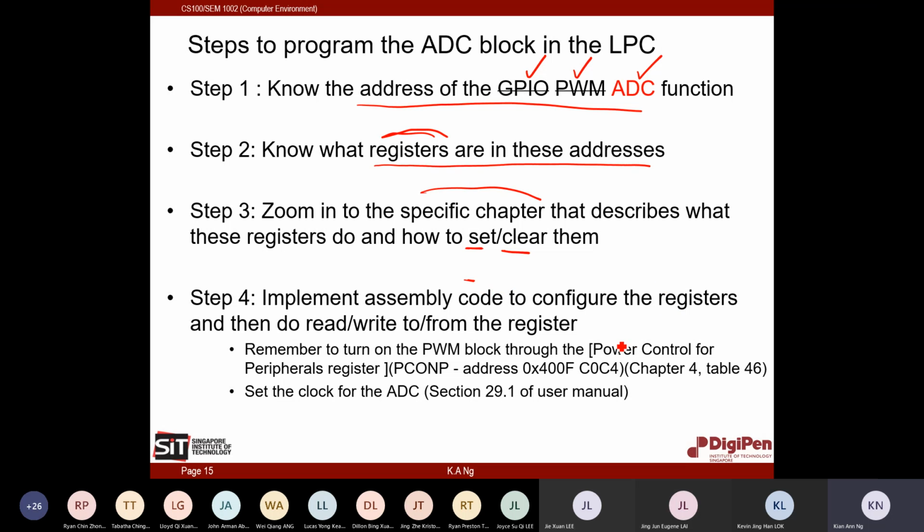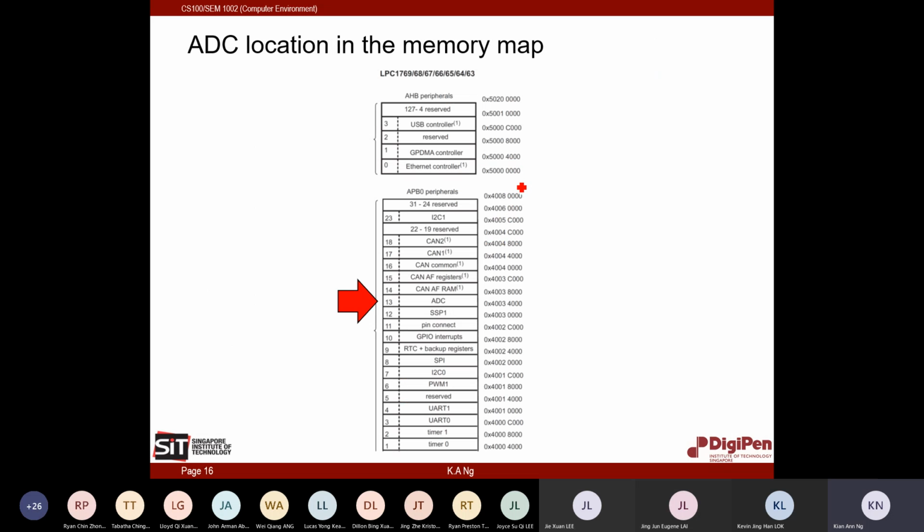Okay. So there are some things that you need to know. Also additional. So you need to turn on the ADC power control, and then you need to define the clock. Same as PWM. Very similar to PWM. Okay, but more elaborate. Okay, so like what I said, step 1, find the address. So ADC address is 4003 4000 in hex.